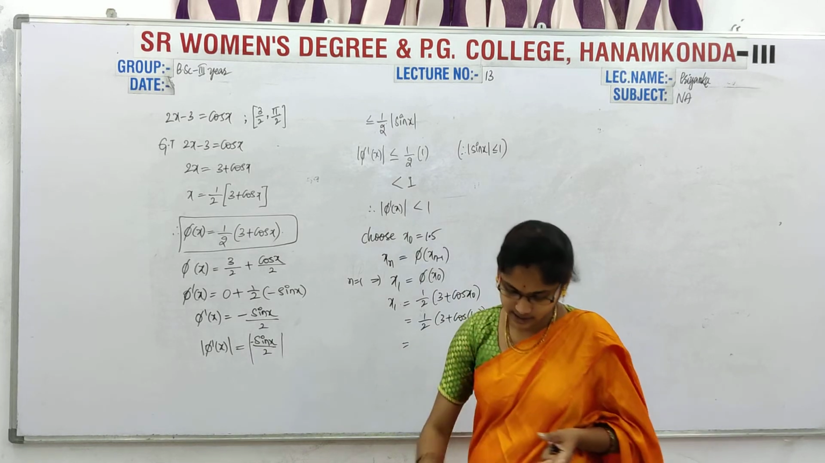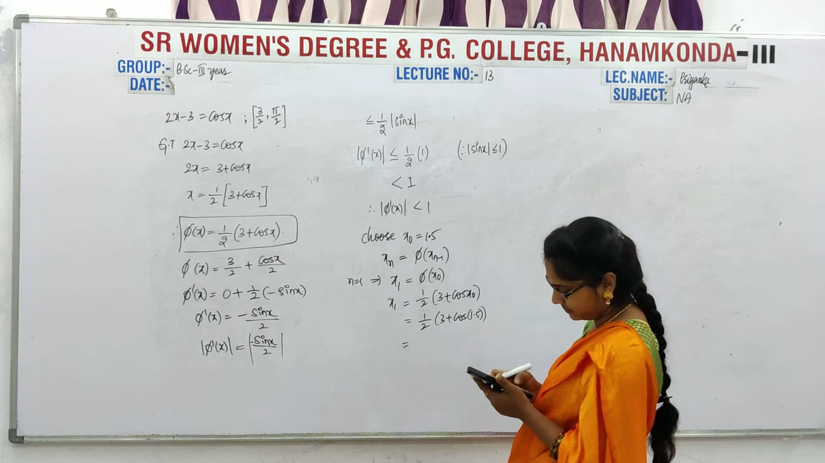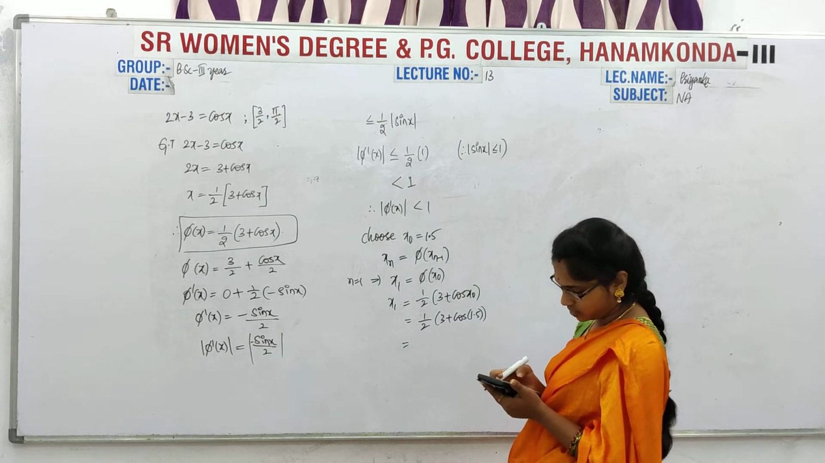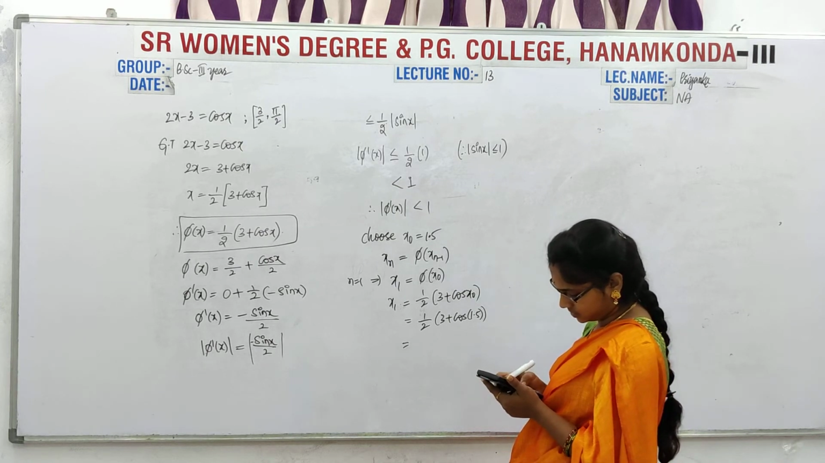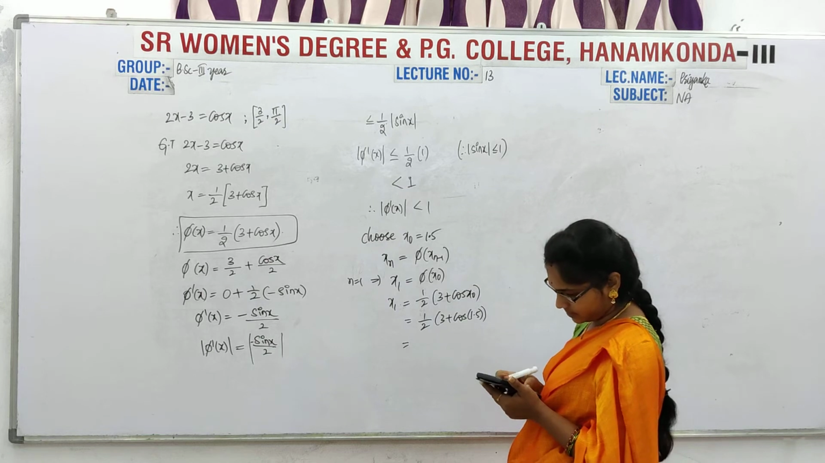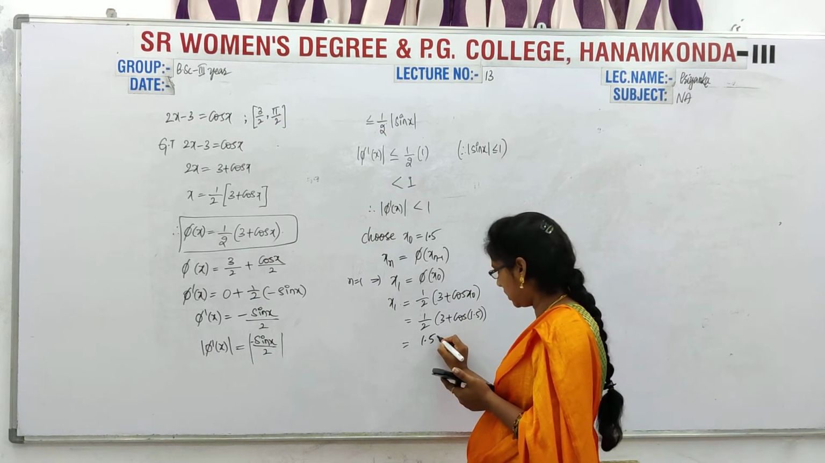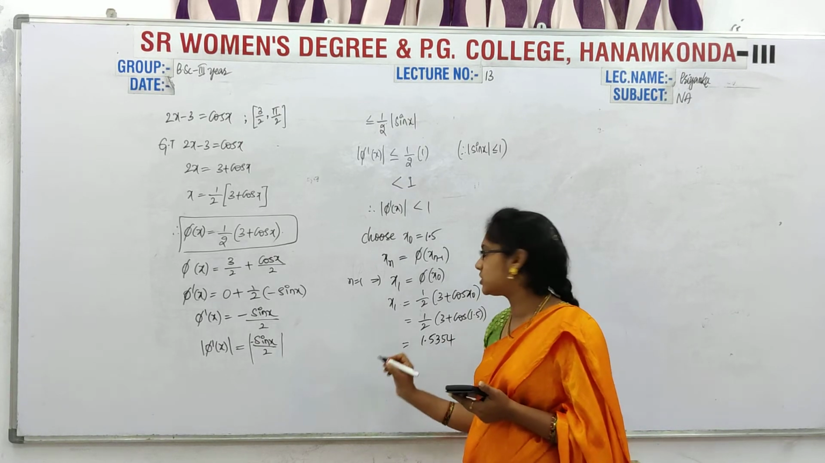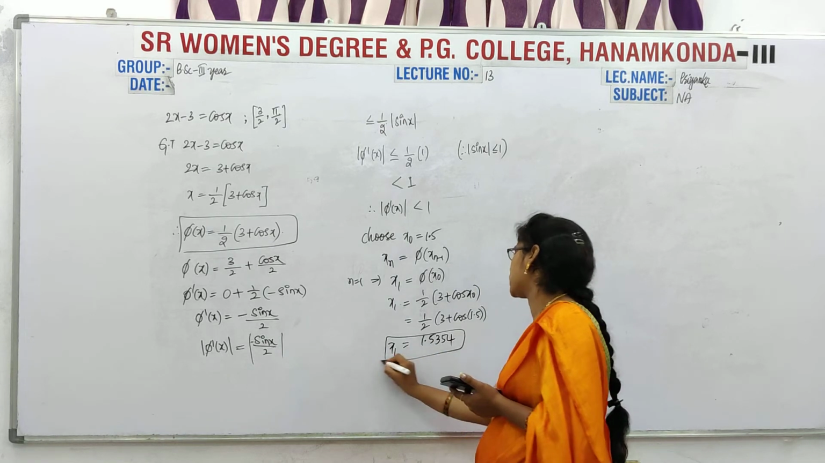Now I am calculating this value. First of all calculate cos 1.5, plus 3, divided by 2. Now it is nothing but 1.53536. So I am taking that as 1.5354, up to 4 decimals they ask. So minimum we have to take 4. Now this is nothing but x1.